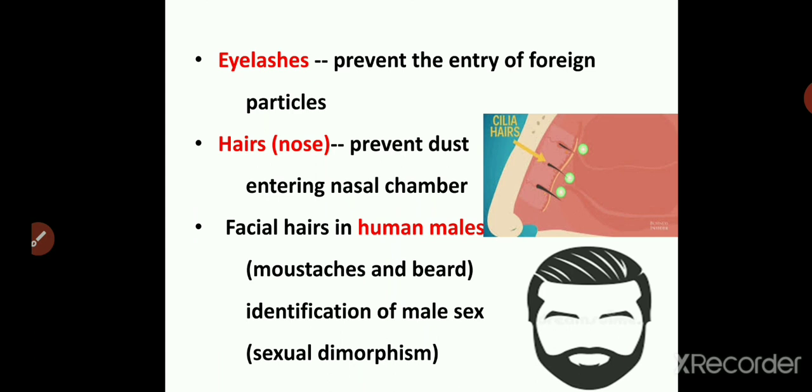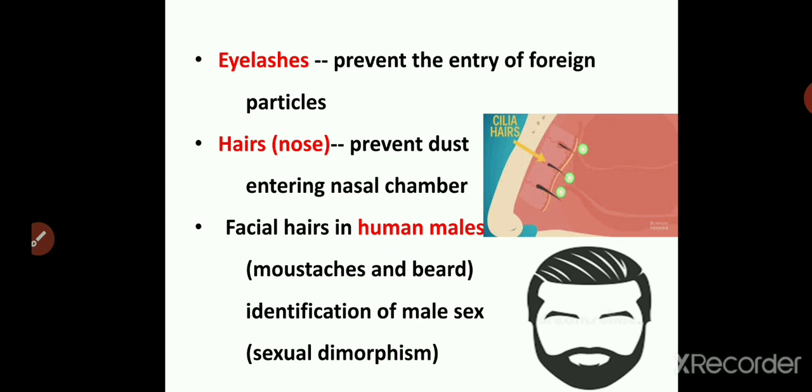Here you can see the hair is also present on the eyelashes. And what is the function of these eyelashes? They prevent the entry of foreign particles. And the upper diagram, what you can see, is the nasal cavity. So there are small hairs present even in the nose, the nasal chamber. And the function of these hairs is, first and foremost, that they do not allow the dust particles to enter inside. It filters the air. And secondly, as the air molecules rub across the hair, they create friction and it warms up the air to the body temperature. So these two important works are done by the hair present in the nose.